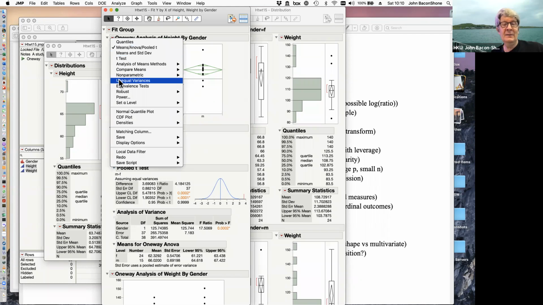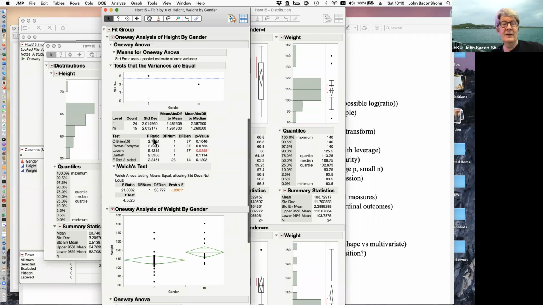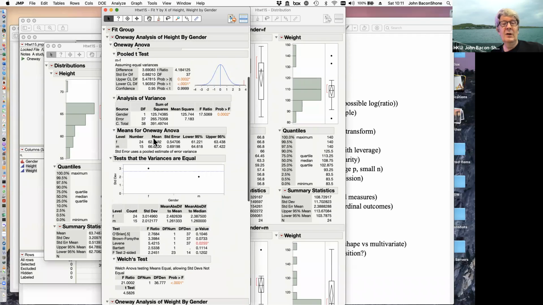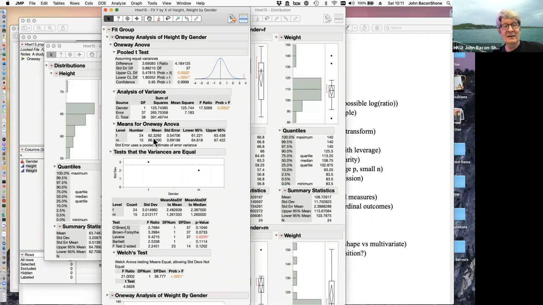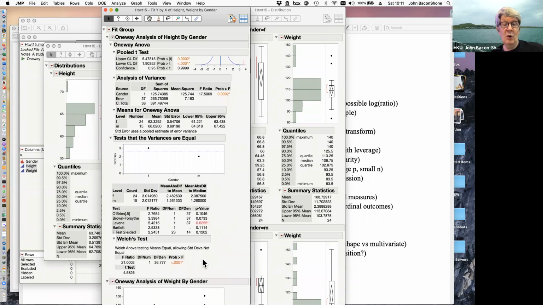So we don't have to do that. We can say unequal variances. So with unequal variances, it will add in a test of whether the variances are indeed equal. And it also shows us the result from the analysis of variance if we do not assume equal standard deviations. So I would argue it's much more sensible in general not to assume the standard deviations are equal unless you need to. Because in most situations, we don't really know whether that's the case.